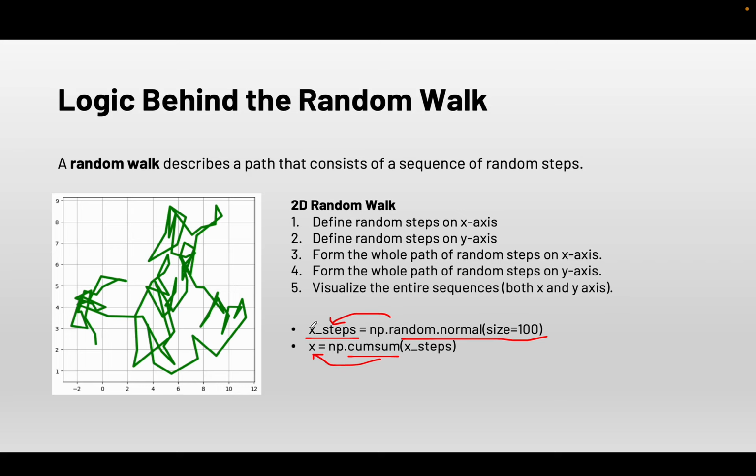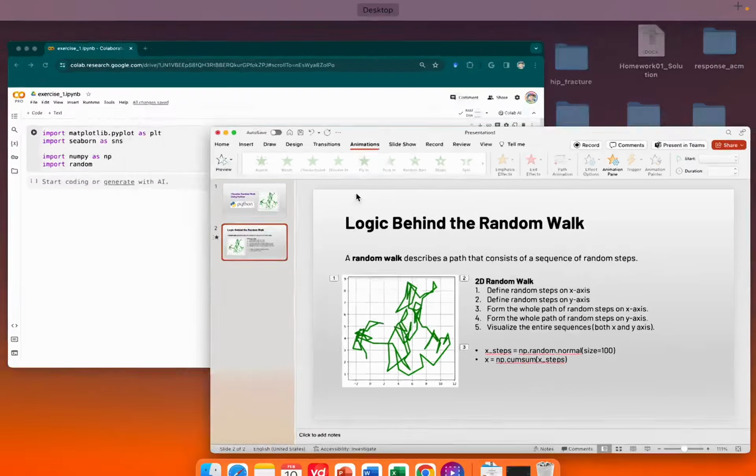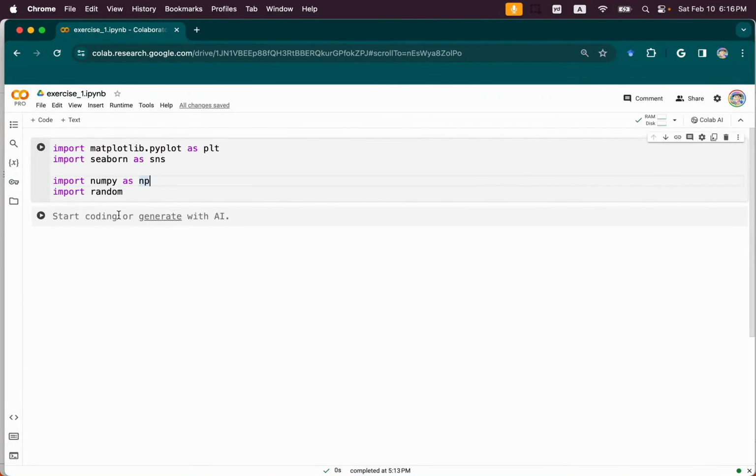Okay, so after we talk about the logic behind the random walk, let's jump into the Python code in Google Colab to write some Python code to visualize the random walk. First of all, we're going to import some libraries. We're going to import matplotlib and Seaborn, those two for visualization, and then we're going to import NumPy and random, because NumPy helps us conduct some operations, and because we're going to form the random walk, we're going to definitely use the random library as well.